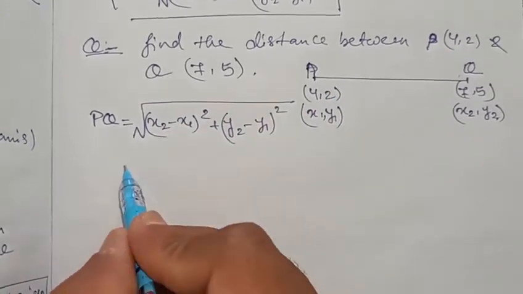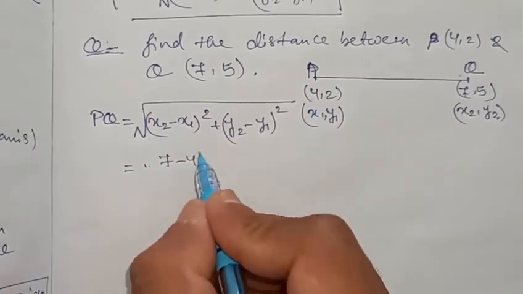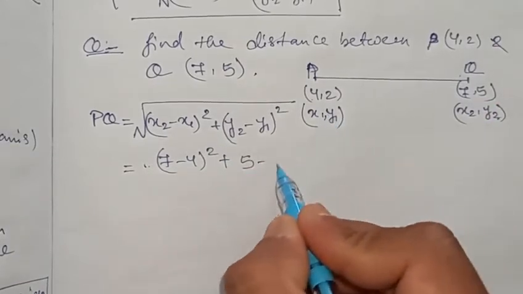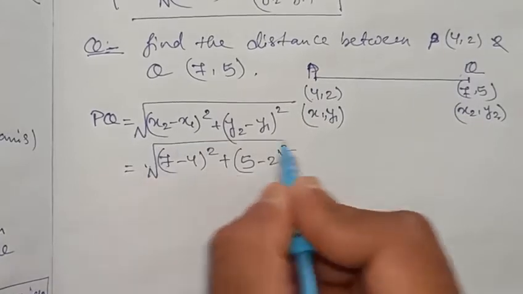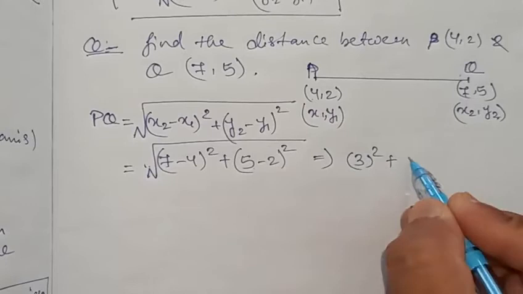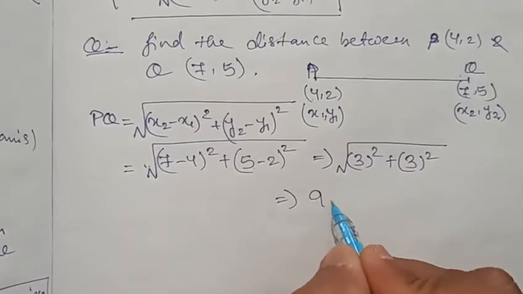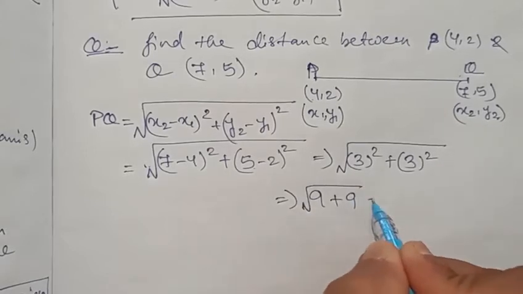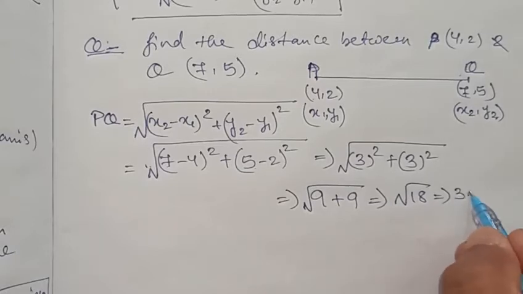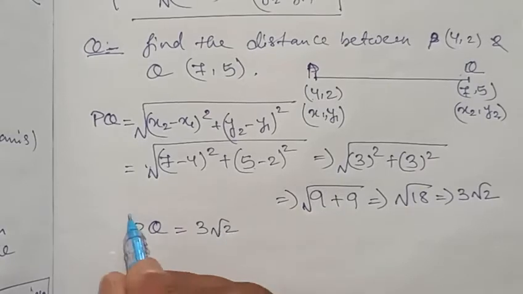Now we will substitute the values. x2 is 7 minus 4 whole square plus y2 is 5 minus 2 whole square, under the square root. 7 minus 4 is 3 square, 5 minus 2 is 3 square. 3 square is 9, plus 9. 9 plus 9 is root 18. Root 18 is 3 root 2. So the distance between PQ is 3 root 2.